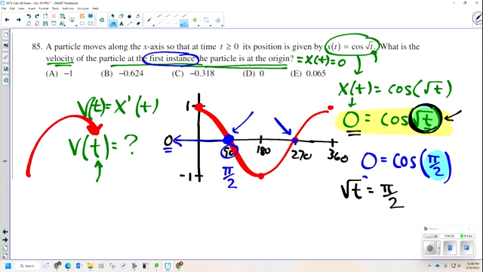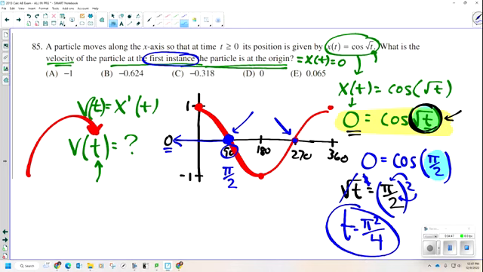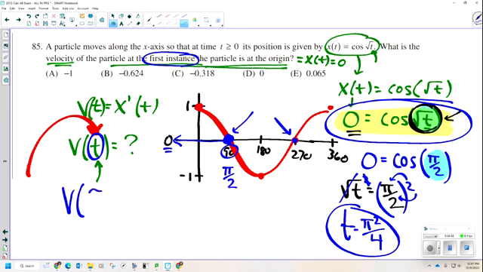Well, I'm just going to square both sides. The square and square root cancel. And I square this side. So time is going to equal pi squared over 2 squared, which is 4, because remember, I have to square the top and I have to square the bottom. So at this time, my cosine of the square root of time would be 0. That's the time that I'm going to put into velocity. So I want the velocity at pi squared over 4.